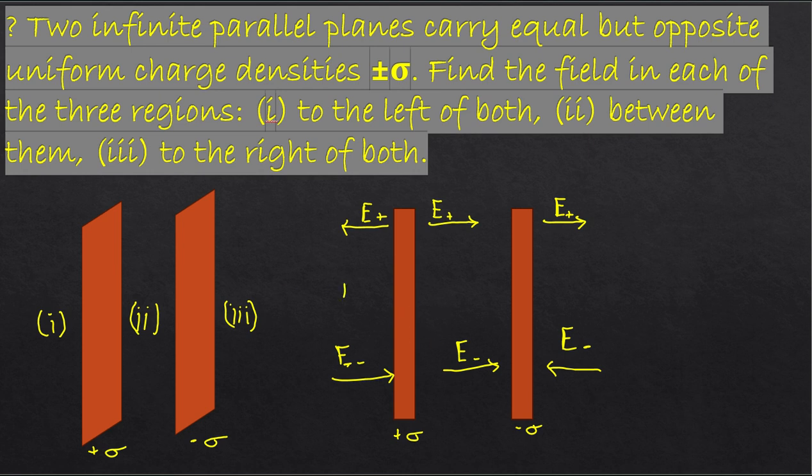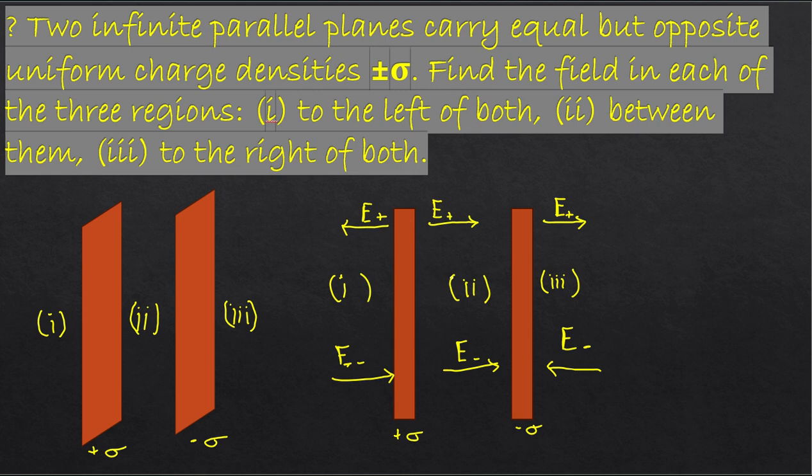Now we have to consider these three regions, one, two, three. Here we can see that there are electric fields in these three regions due to each plane. Here these electric fields are opposite to each other, so they cancel each other. And here also the electric fields are opposite to each other, so they cancel each other. So in regions 1 and 3, there is zero electric field.